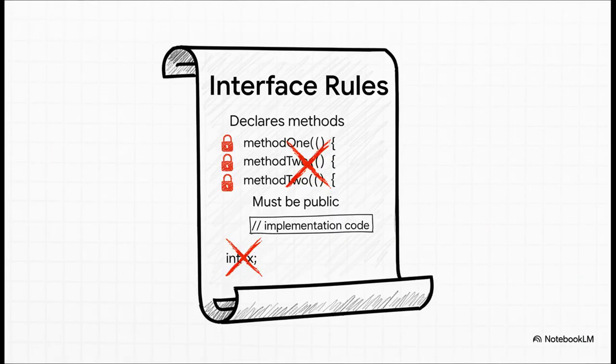In this contract, it's got some really strict rules. An interface just declares methods. You can't put any implementation code in there. Every single one of those methods has to be public, so other parts of the program can access them. And last, you can't declare any variables inside an interface. It is purely about defining behavior, nothing else.